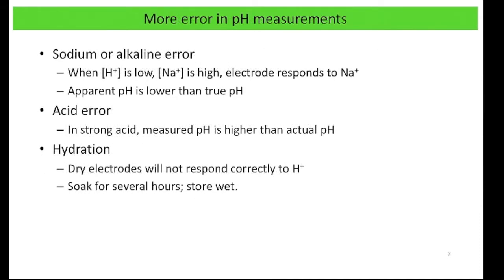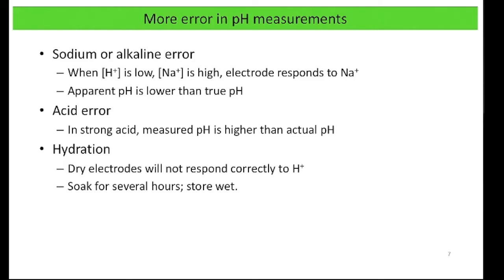A couple other errors. There's one called the sodium or alkaline error. So when the concentration of H plus is low, so we're in a basic solution, say pH 9, 10, 11, for example, but the concentration of sodium is high, the electrode starts to respond to sodium. So sodium ends up being something that interferes with our measurements at low H plus concentrations and high sodium concentrations. So the apparent pH is going to be lower than the true pH because some of the signal from the electrode is coming from sodium.